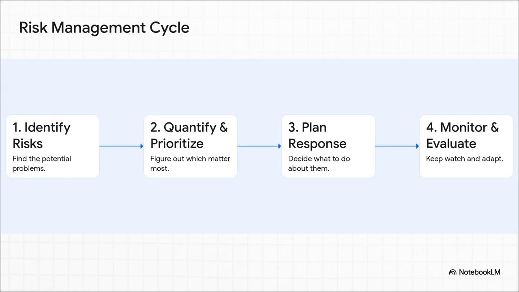The whole process really boils down to this powerful four-stage loop. First, you identify the risks. Then, you figure out which ones matter most. After that, you plan how to respond. And finally, you keep an eye on things and adjust as you go. Notice I said loop. It's not a straight line. You're going to revisit these steps over and over. So, let's start with number 1.